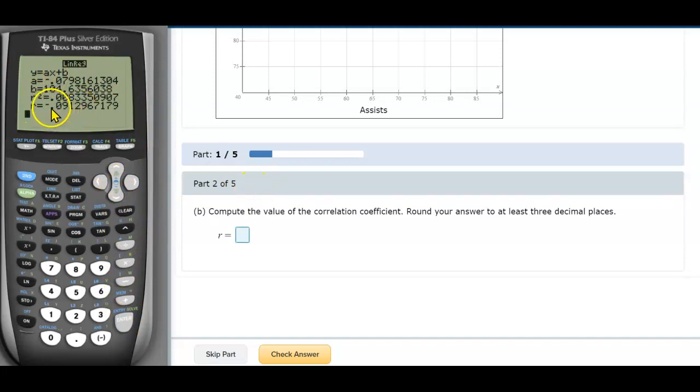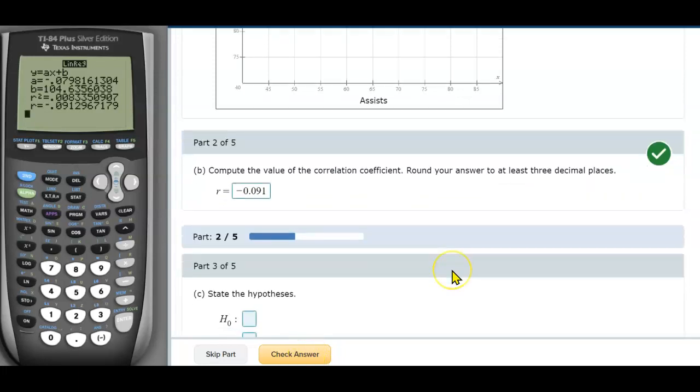This is going to give you a list of numbers, and the R that you're looking for is a negative 0.09, which is very close to 0. If it is close to 0, most likely there is no correlation. All right, so let's put the number here, 3 decimal places, minus 0.091. Check it. Okay, that's good.